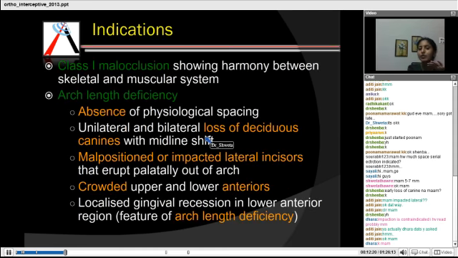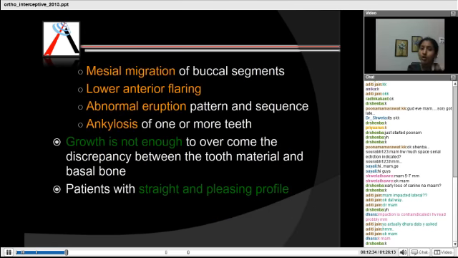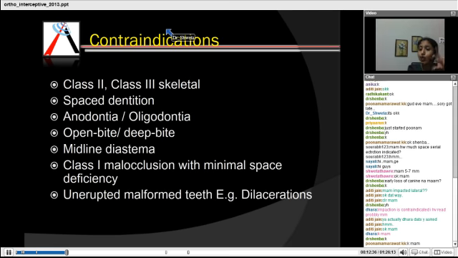So whenever you find a question with anterior crowding or a midline shift or a space loss of more than 5 mm, they are all indications that you have to go for a serial extraction. Okay, but what are the contraindications? Now when can you not do serial extractions? You cannot do it in class 2, class 3 skeletal, spaced dentition, anodontia, oligodontia, open bite, deep bite, midline diastema, class 1 occlusion with minimal space.